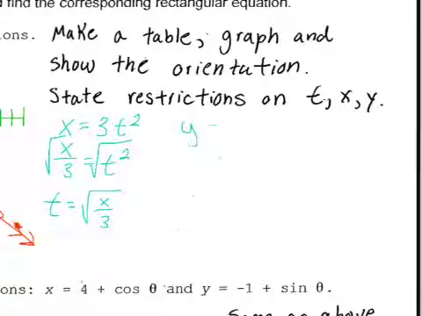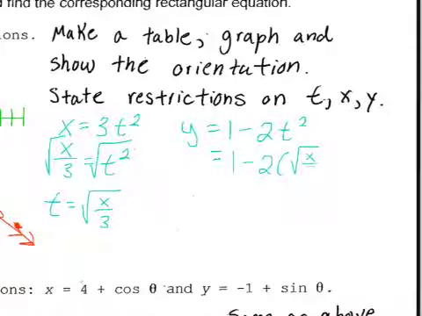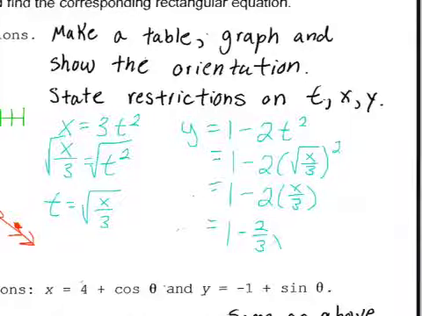So we have y equals 1 minus 2t squared. So we have 1 minus 2 times the square root of x over 3 squared. So that'll just be 1 minus 2 times x over 3. So it looks like we get the equation 1 minus 2/3 x, and that is just the equation of the line. Except we do have some restrictions.